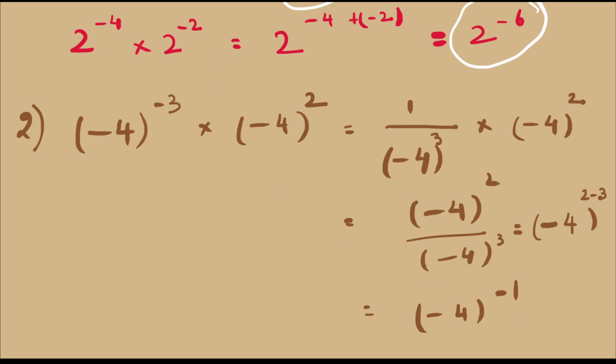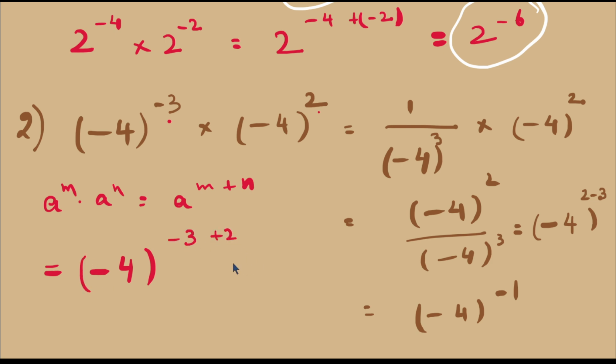Right? Now let me do the same problem using this law. What was that? a to the power m into a to the power n should be equal to a to the power m plus n. So let me apply it here, even in spite of it being a negative exponent. Let me just apply and see if it holds good. So this should be equal to minus 4 raised to the power minus 3 plus 2, right? The whole thing raised to the power minus 3 plus 2, which would be equal to minus 4 raised to the power minus 1, which are the same.